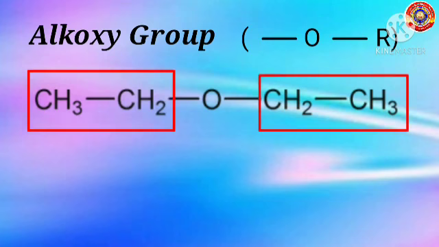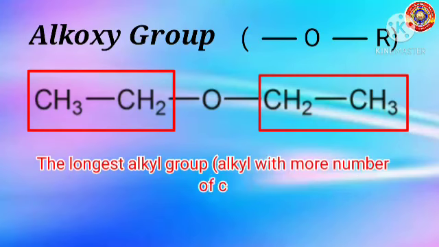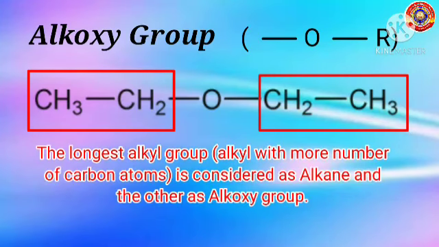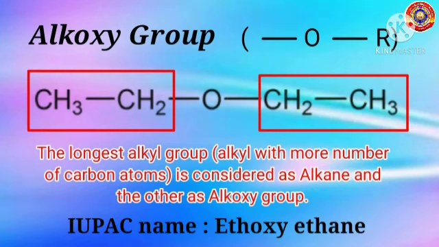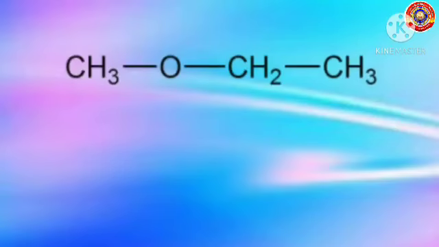How many carbon atoms are there? 2, right? As per the rule, the longest alkyl group is considered as alkane and the other as alkoxy group. Here, the number of carbon atoms on either side of the O group are equal. Hence, the alkoxy part will be ethoxy and the alkane part will be ethane. Therefore, the IUPAC name of the compound is ethoxyethane.